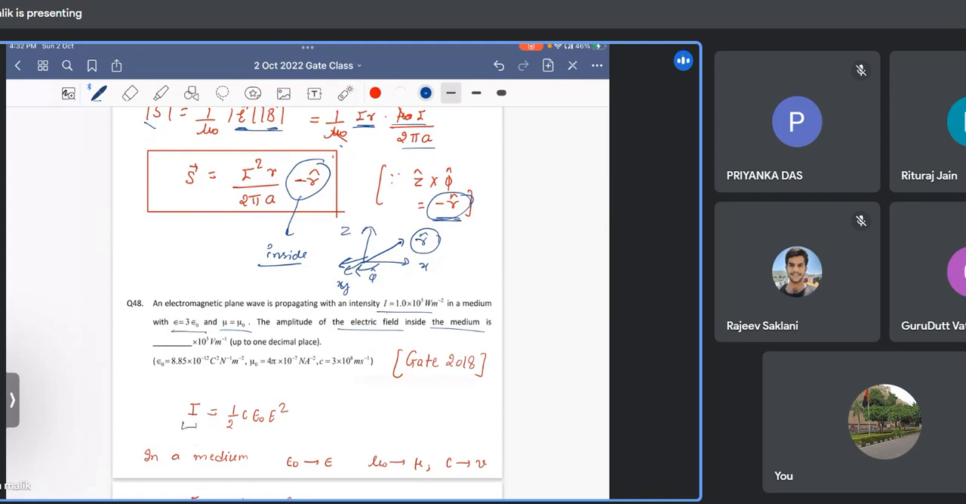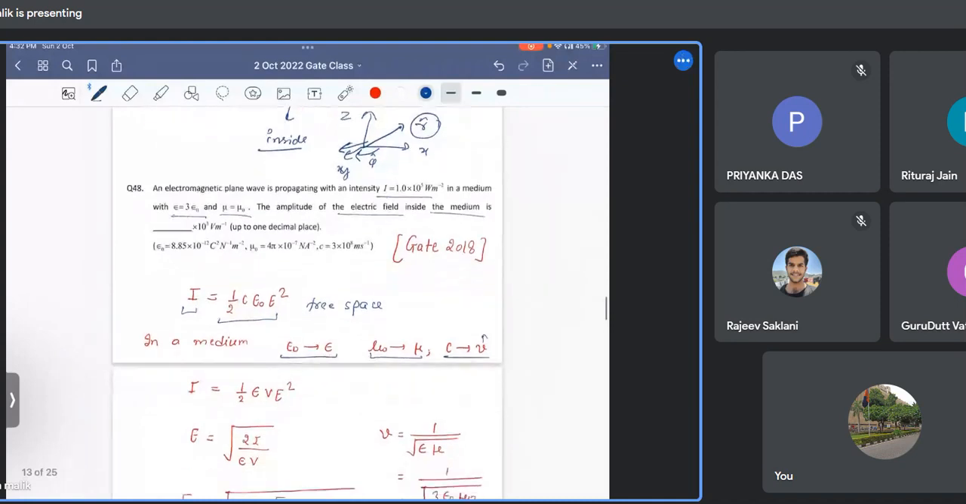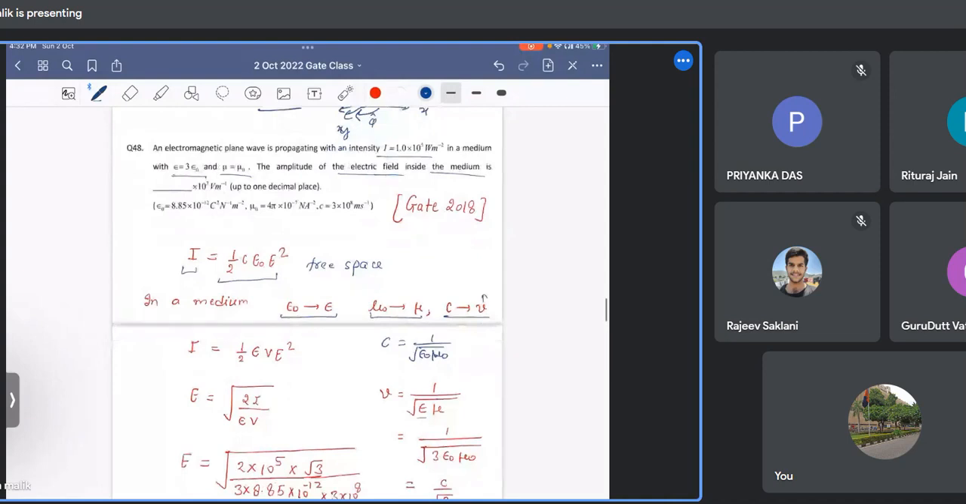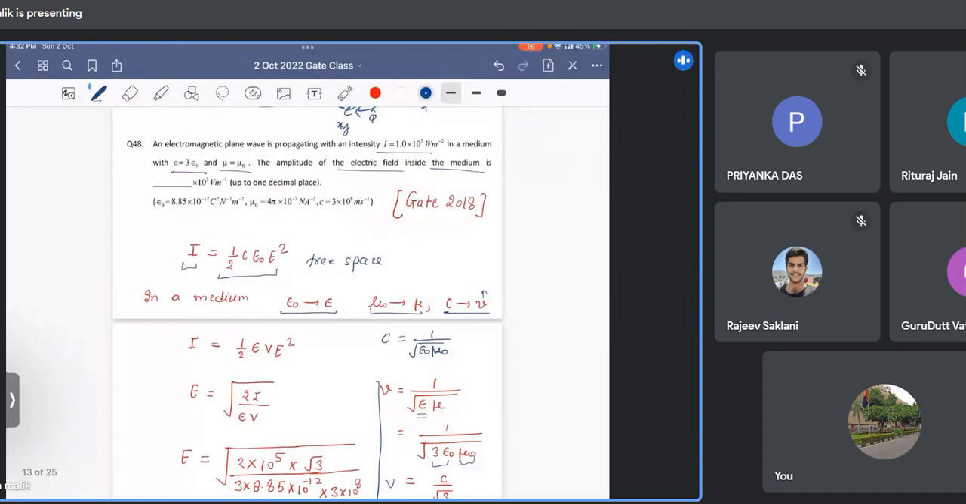So we already know that the intensity is given by 1 by 2 C epsilon naught E square in free space. So inside a medium, epsilon naught changes to epsilon, mu naught changes to mu, and the speed of light in free space changes to the velocity of light inside the medium. C is given by 1 by square root of epsilon naught mu naught. Velocity is given by 1 by root of epsilon into mu, with epsilon as 3 epsilon naught and mu as mu naught. So basically it will become C by root 3. So this is the velocity of this electromagnetic wave inside the medium.